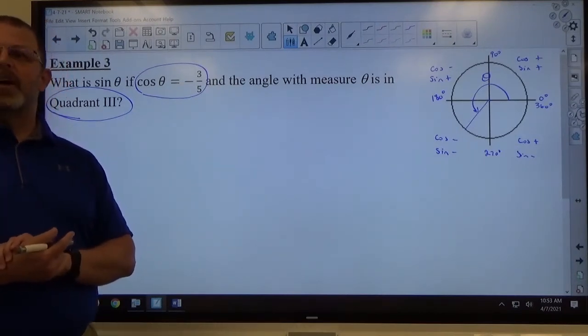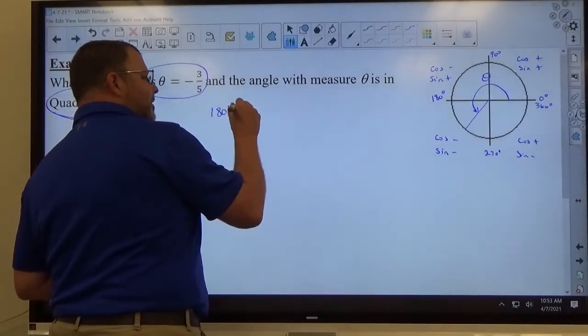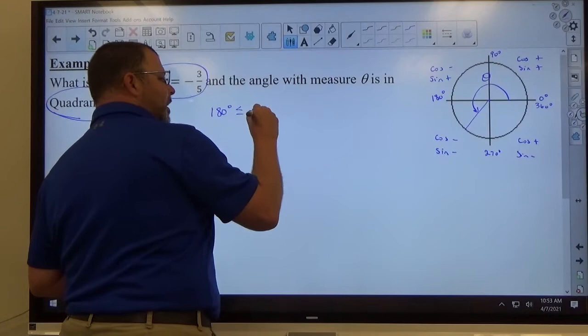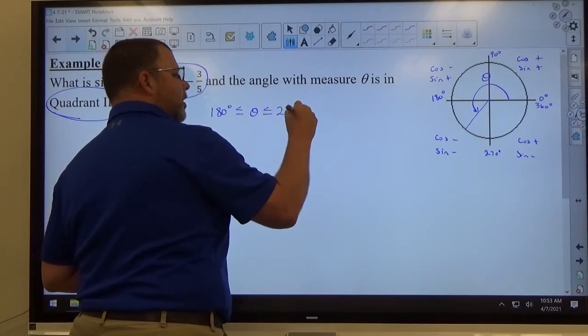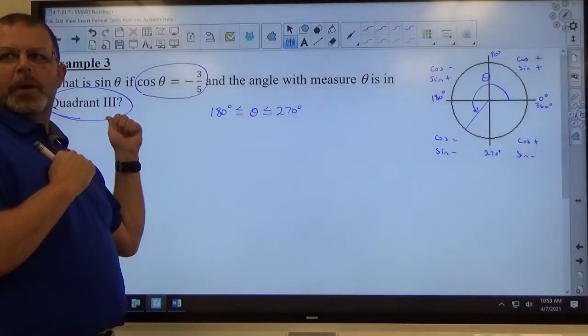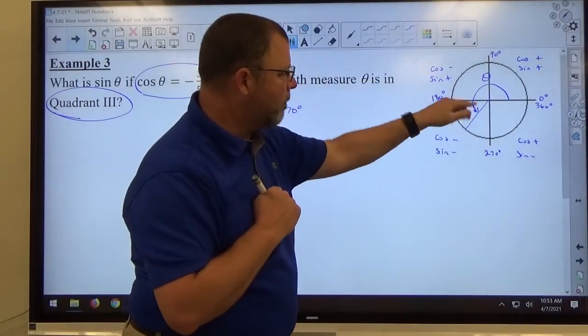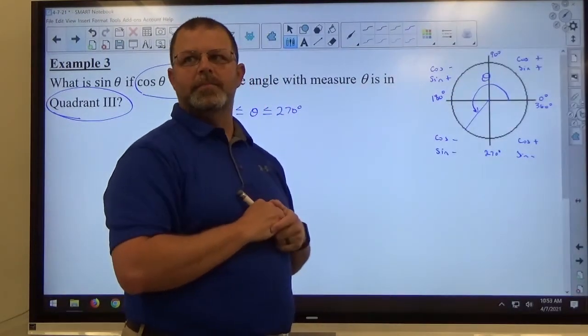The other way they might tell you is they might say this. They might say 180 degrees is less than or equal to theta is less than or equal to 270 degrees. That's another way of saying quadrant 3. Theta is between 180 and 270, so that puts it in the third quadrant.